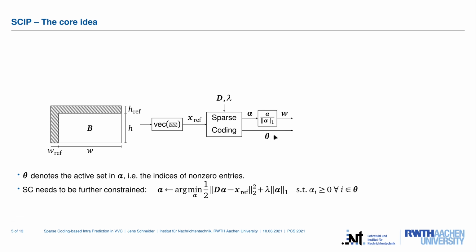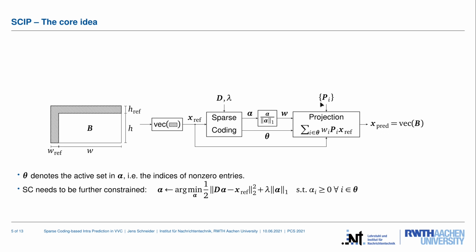With the vector w and the vector theta at hand, we can perform multiple linear projections of the reference area onto the block B, which will finally yield our prediction signal. Now, another thing comes into play, namely the set of projection matrices Pi here. These are also trained offline. I will get to the training later. So what we get as final prediction signal is a weighted average of several linear projections of the reference area onto the block B.